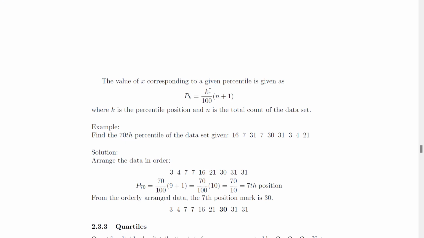If you are referring to 50th percentile, then K here will be 50. N is the total number of data values we are considering. So now let's look at an example. It says, find the 70th percentile of the data set given.